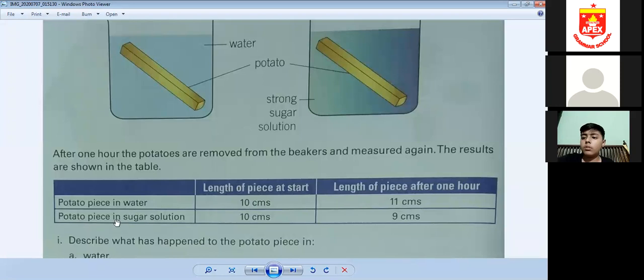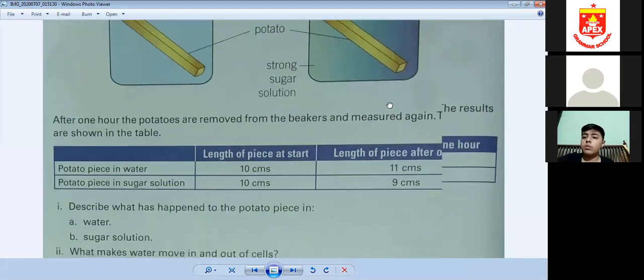Okay, and the other piece which we put in a strong sugar solution, its length also was 10 centimeters. But after 1 hour in the strong sugar solution, its length decreased. It was equal to 9 centimeters. So what is the difference between their lengths? So this thing we will discuss in our questions.